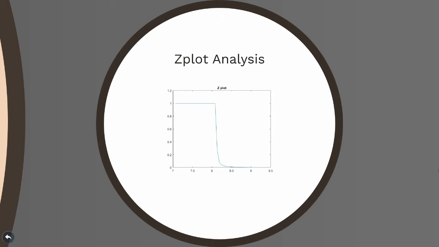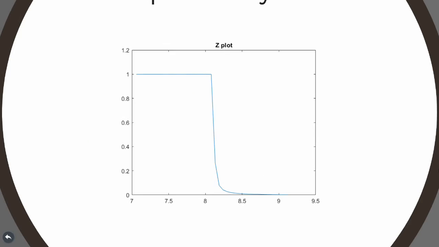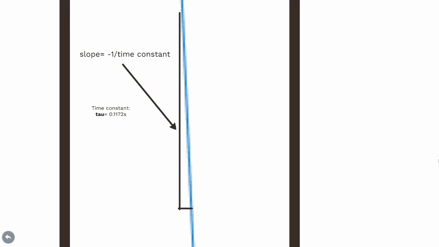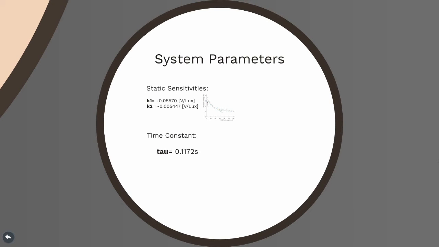The dynamic calibration was performed by quickly going from dark to light conditions. Next, a z-plot was created using the dynamic data. Looking at the linear portion of the z-plot, one can interpolate the slope of that line, which is equal to -1 over the time constant. From there, the time constant can be solved. In summary, the system parameters are as follows.